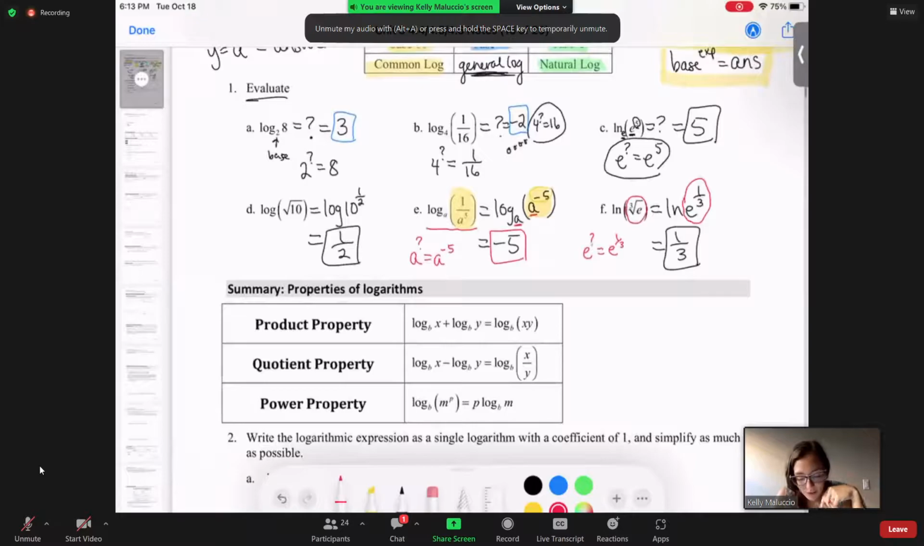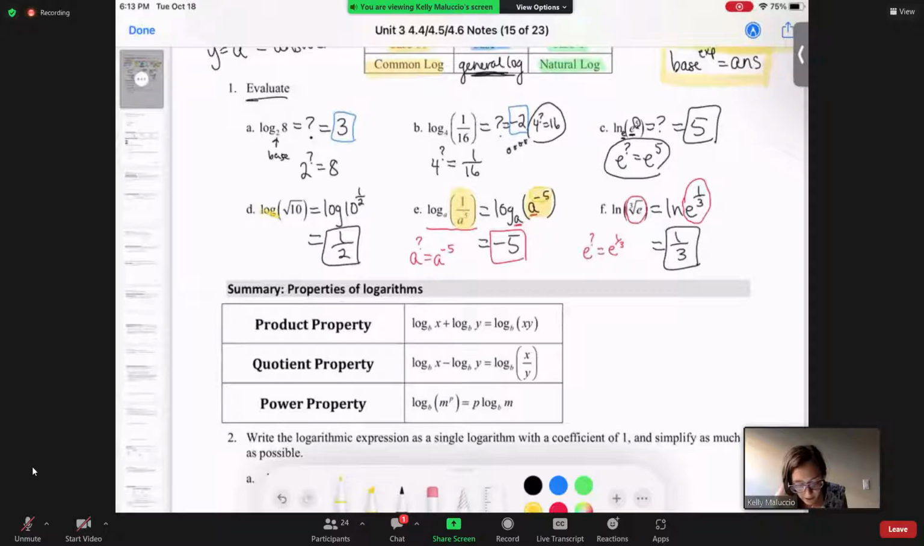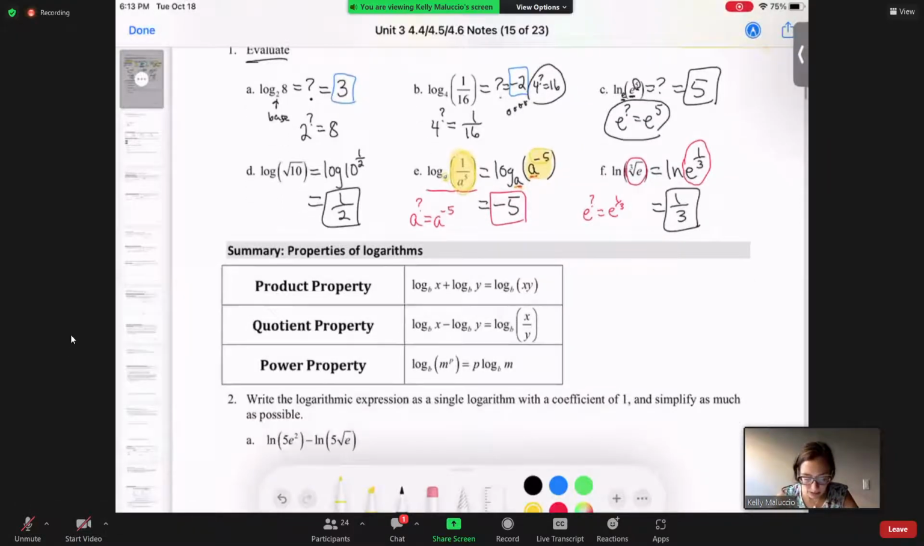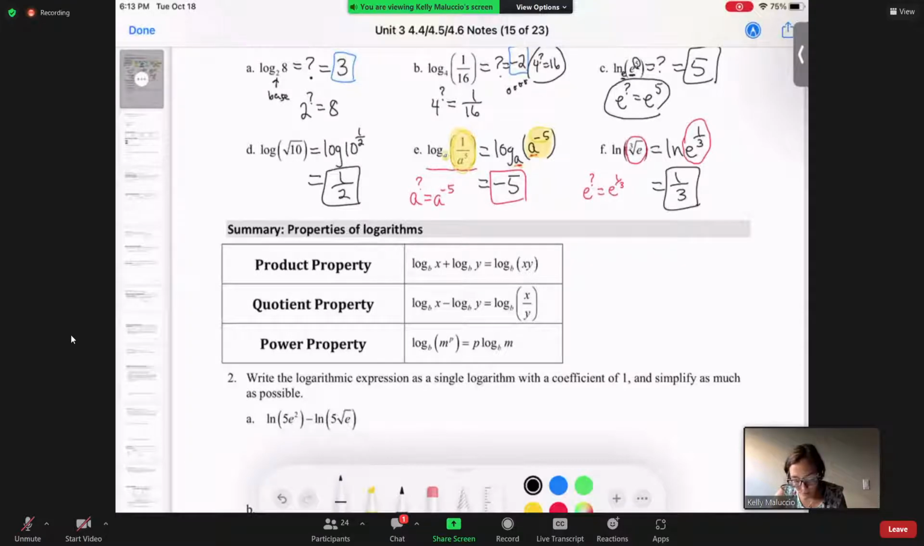Yes, ln and e cancel, and log and 10 will cancel each other, right? Or log a and a, like if it was a 2 and a 2 or a 5 and a 5 or whatever, right? If the log base right here and the base of whatever's right here are the same, then they cancel each other. Yeah, yep.